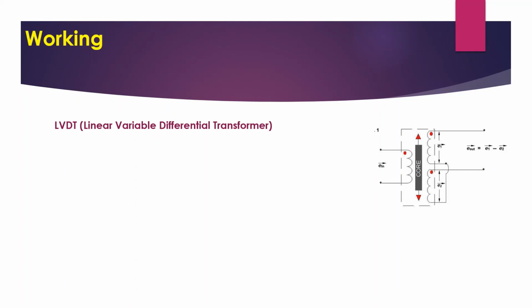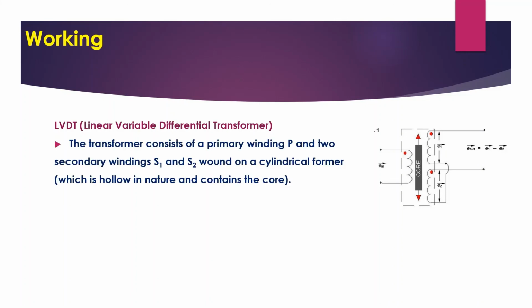When current is flowing through the primary winding, a magnetic field will be produced, which will induce voltage in secondary 1 and secondary 2. As they are equal in number of turns, equal voltage will be produced. So if the core is at the center, equal potential will be produced across both the secondaries. As they are connected in phase opposition, they will cancel and the output voltage will be 0. So this is the phenomenon we will be trying to understand.